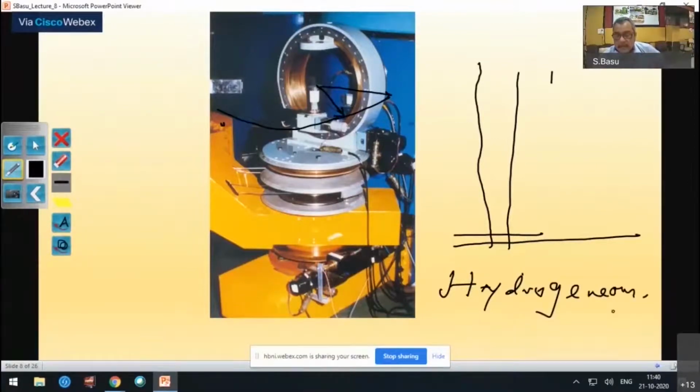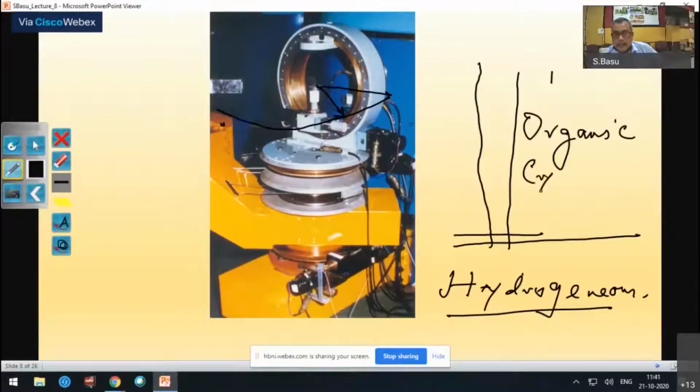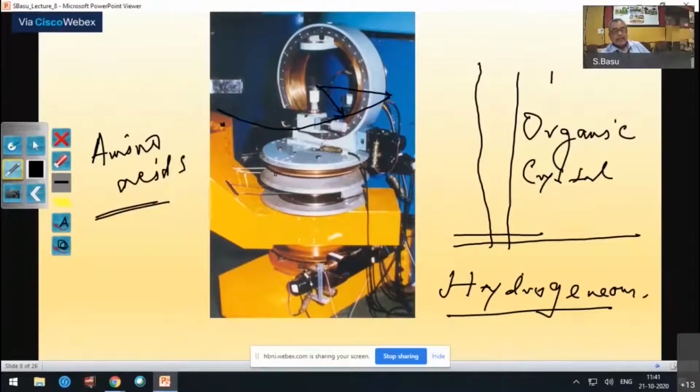This is a very big advantage of single crystal neutron diffraction for finding the structure of large organic crystals, because you can use hydrogenous crystals. Using single crystal diffraction, the structures of a large number of amino acids were solved. And now the single crystal diffraction machine is mostly used to find the structure of organic crystals.